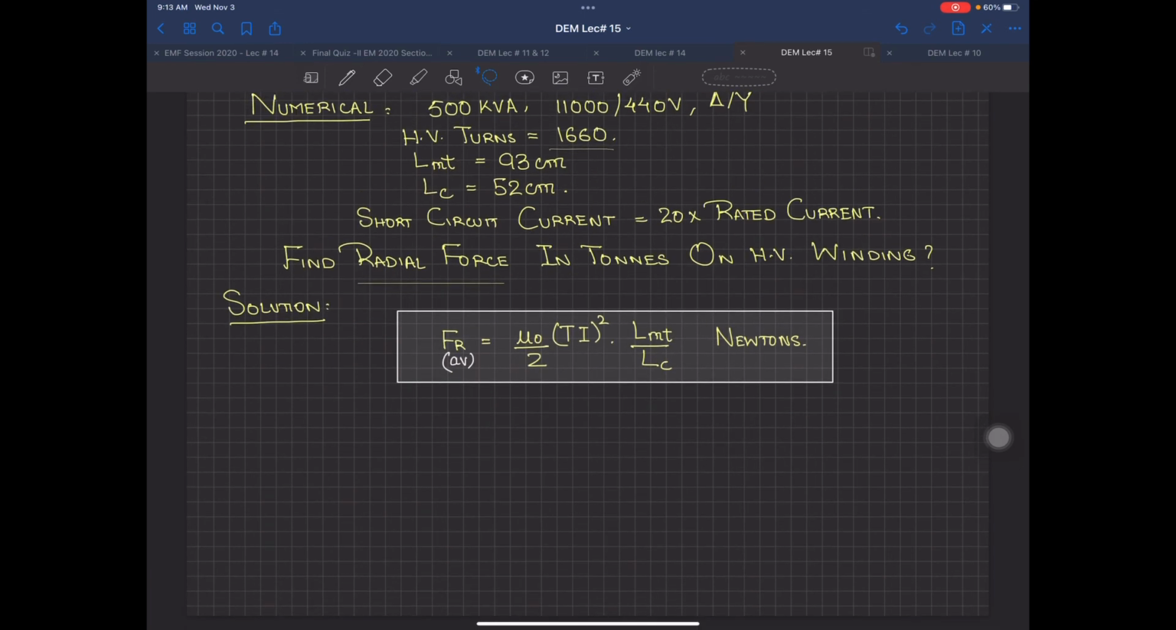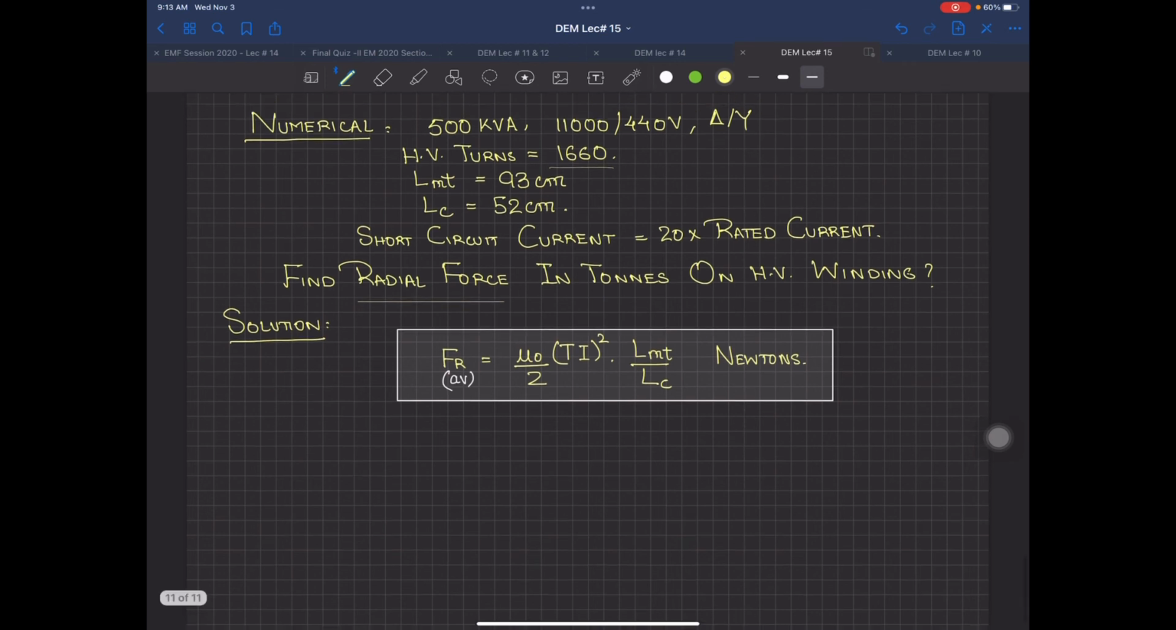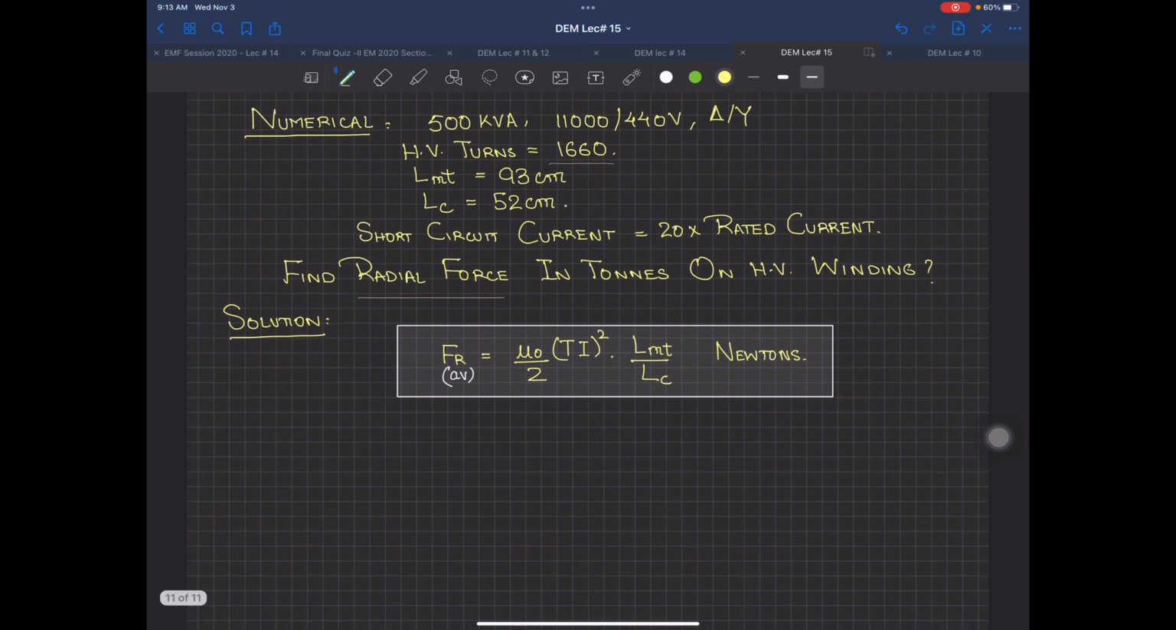And for this, what do I require? I require LMT, I already have it. I require LC. We still don't know what the current I is. Okay, we don't know the current I. Yes, we have it. Since it's the high voltage winding, it's connected in delta. So I of H will be equal to 500 kVA, which means 10 raised to power 3, and this is connected in delta, so line and phase voltage.